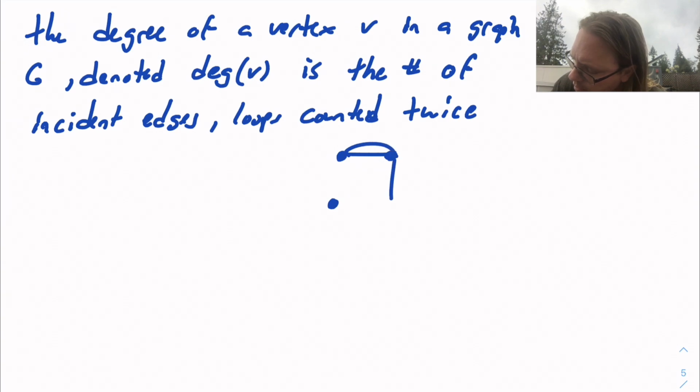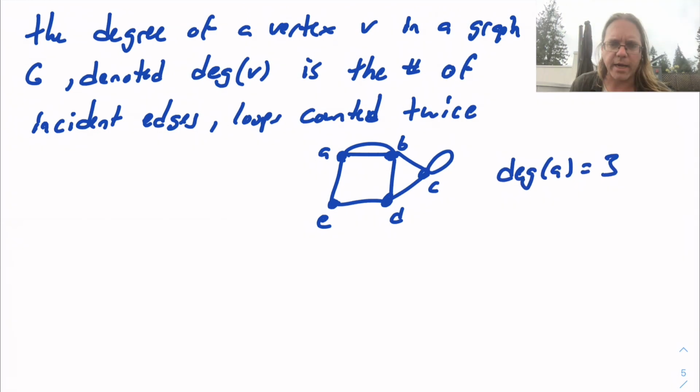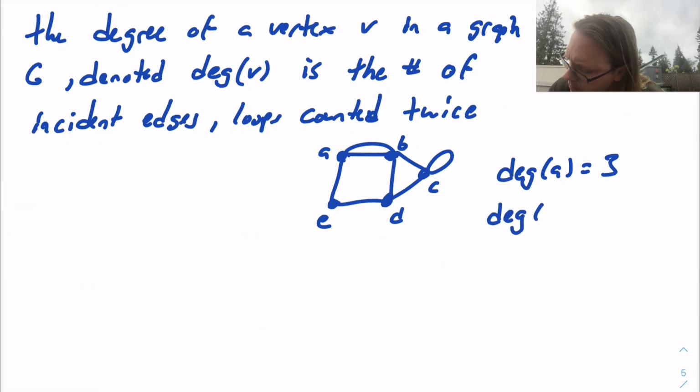Say if I draw, use the same graph I always use, more or less. So here's a graph with 5 vertices, A, B, C, D, E. The degree of A is 3. A is incident with 3 ordinary edges. The degree of C is 4. C is incident with 2 ordinary edges and 1 loop edge. So that's 1 plus 1 plus 2 is 4.